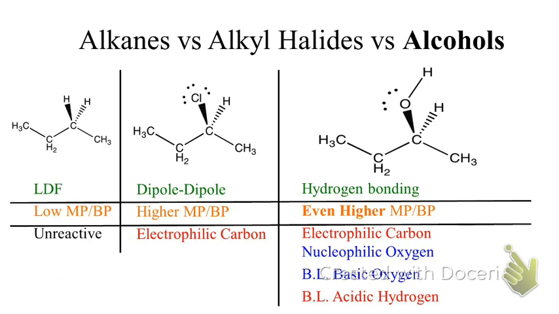When we move up to the alcohol now, we get an even stronger intermolecular force, even higher melting points and boiling points, and this is where our alcohols become the most frustrating or irritating, is how many different things can possibly react. Okay? We get an electrophilic carbon. We've got a nucleophilic oxygen. We have a Bronsted-Lowry basic oxygen. We have a Bronsted-Lowry acidic hydrogen. All of these things are possible types of reactions coming from the same individual compound.